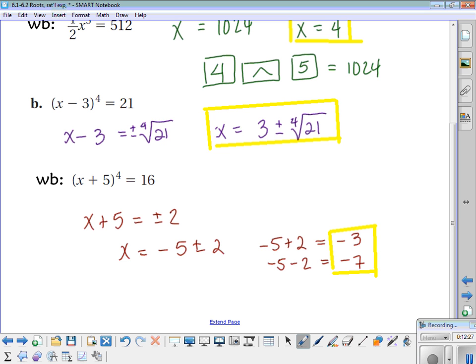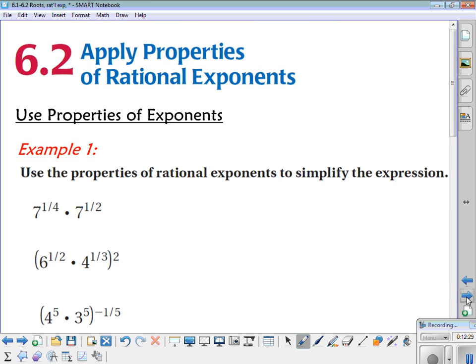All right? Okay, so 6.2 goes on to apply the properties of exponents. So if you haven't memorized those properties yet, now you're going to need to know them by heart, because you can't really do this by writing it out the long way. You really have to know the rules. So, for example, in this first problem, I've got 7 to the 1/4 times 7 to the 1/2.